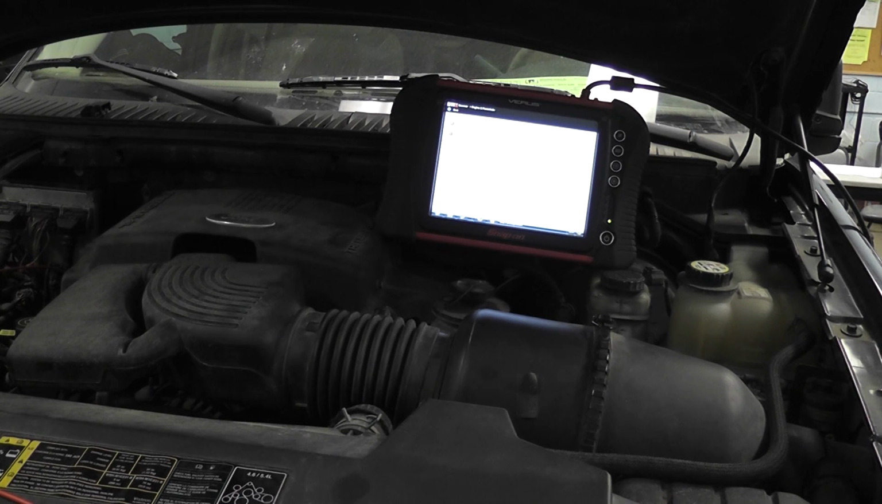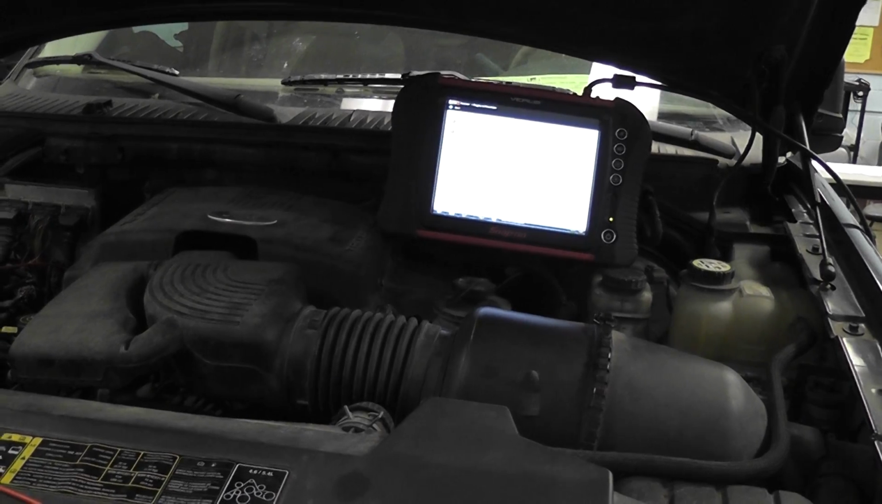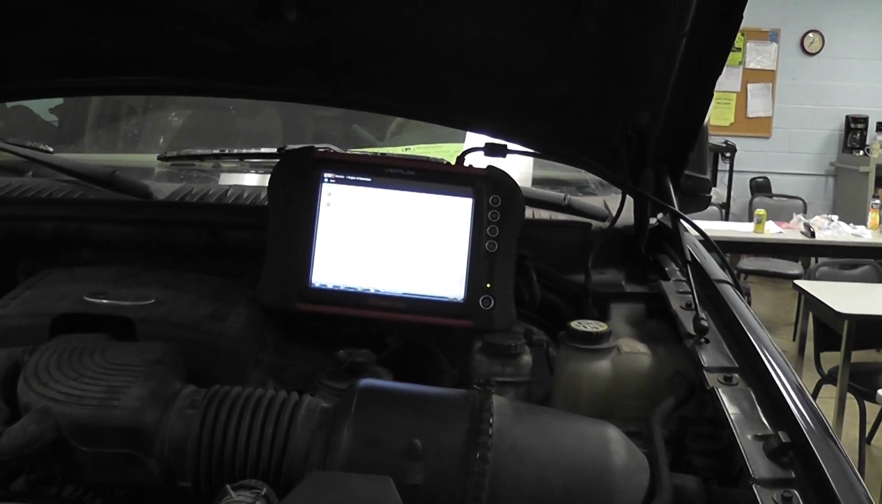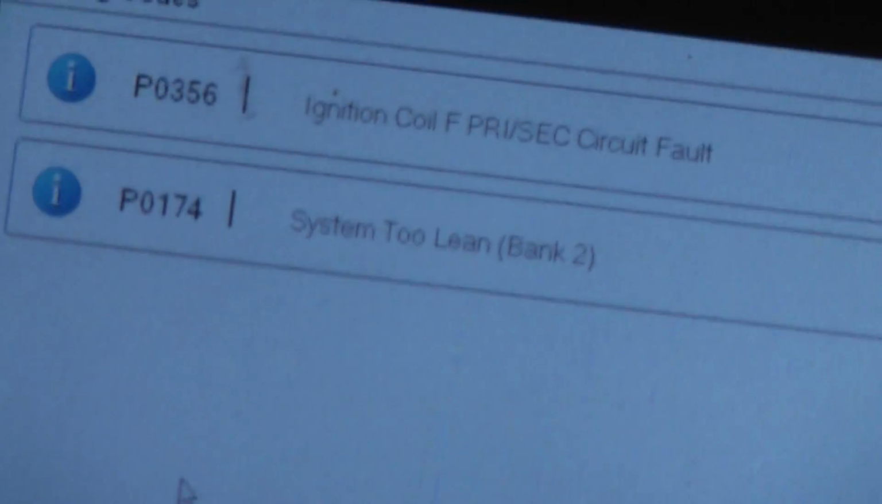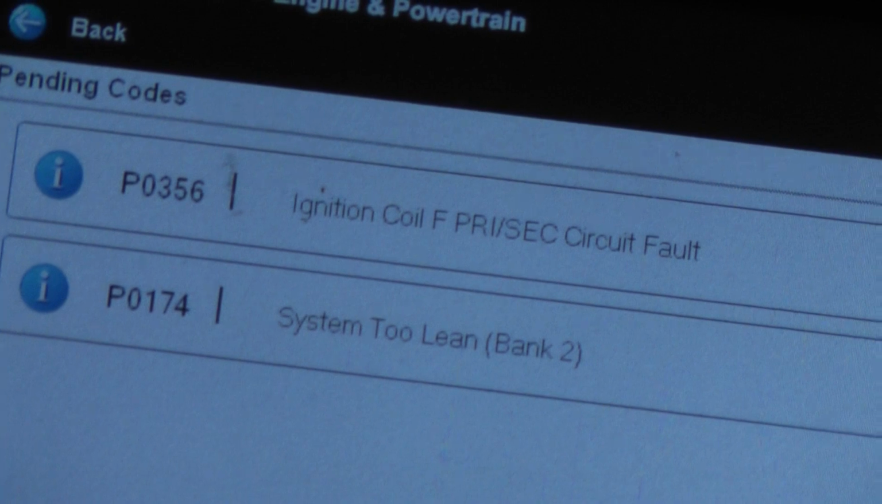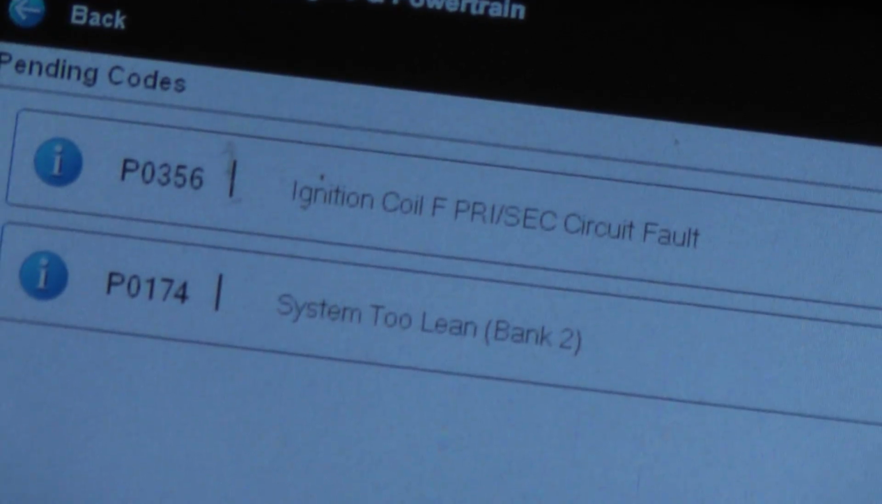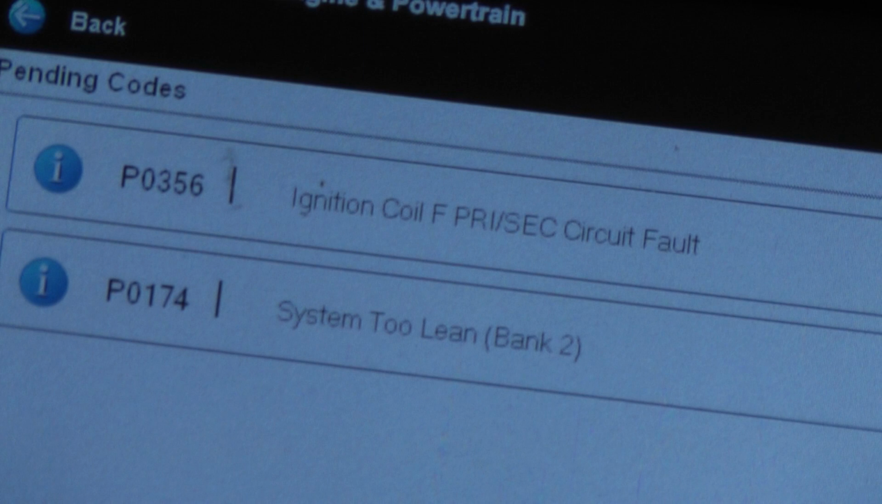So misfire, we have a constant miss, and the trouble codes that we have in memory, I'll zoom you in on this real quick. We have two codes that we're worried about. We have a P0356, which is ignition coil F primary/secondary circuit fault, and a P0174 system 2 lean. So, of course, doing a little homework is essential in this case.